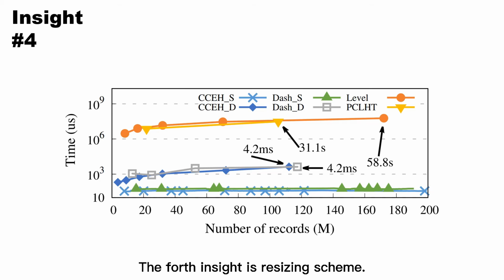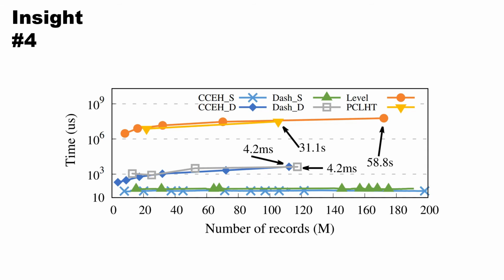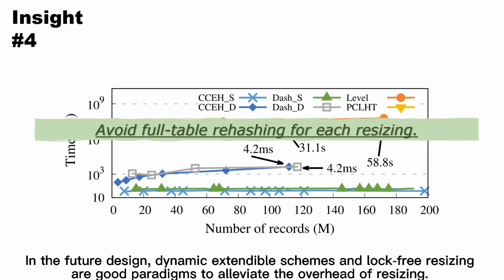The fourth insight is the resizing scheme. Full table rehashing is harmful to concurrency, leading to low throughput and unexpected latency. In future designs, dynamic extendible schemes and lock-free resizing are good paradigms to alleviate the overhead of resizing.